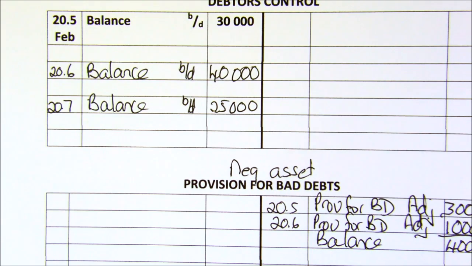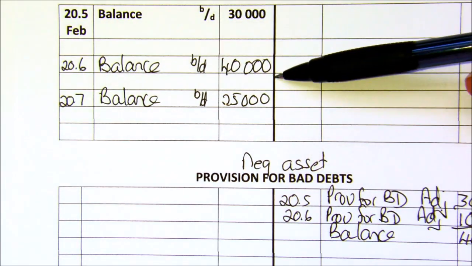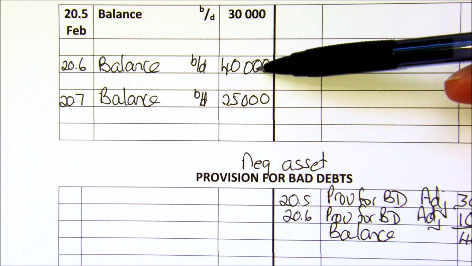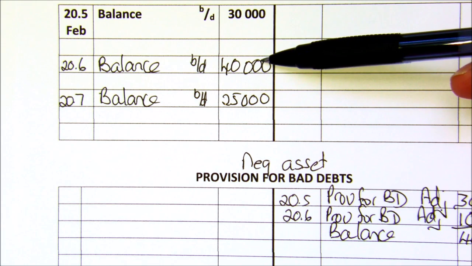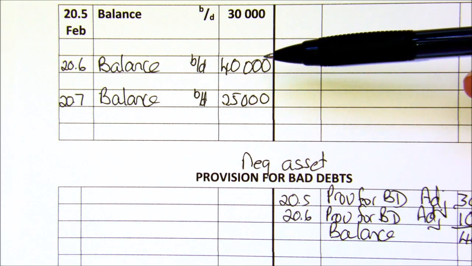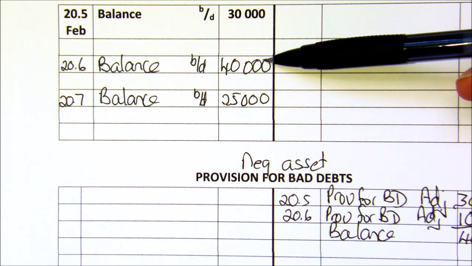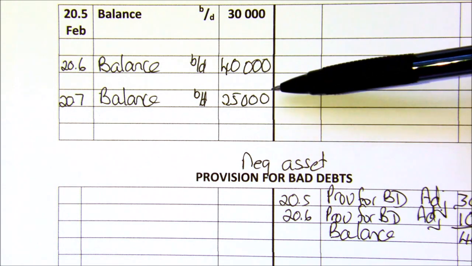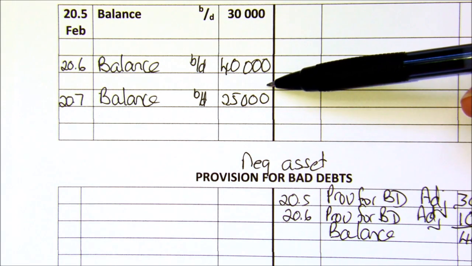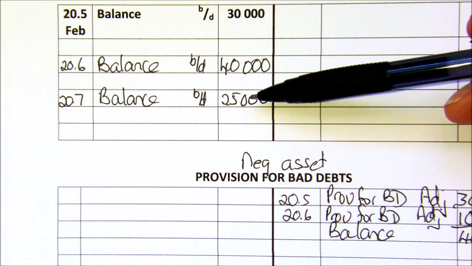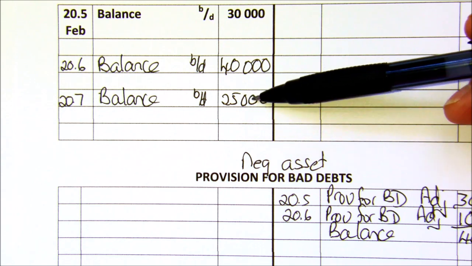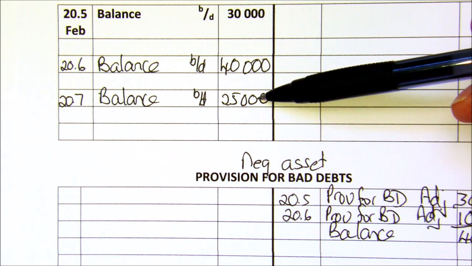So now let's go another year later. Again, you start the year with 40,000. You're going to be selling to your debtors. They're going to be paying you. They're returning goods. You're giving them discount and so on. And by the end of the year, 12 months later, your debtors are now only 25,000. Again, your provision must be 10% of that. 10% of that is 2,500.